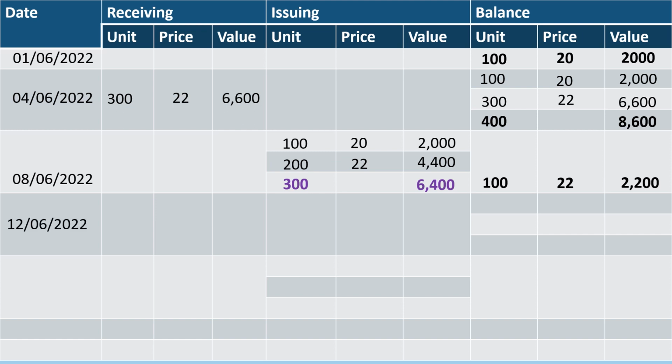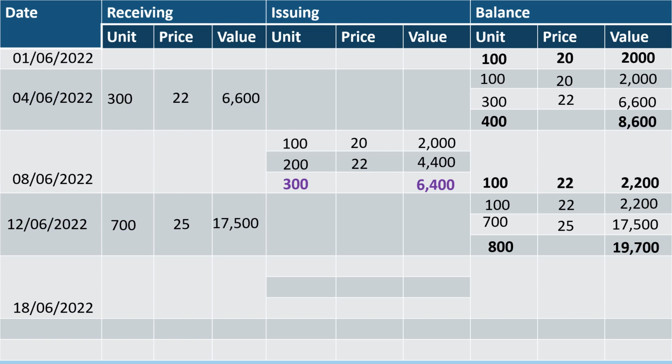The next one is we are going to purchase on 12th. On 12th we are going to purchase 700 at 25 rupees. The value is 17,500. So we have to add that to the remaining balance of 100 units. So we are getting 800 units and the value is 2200 plus 17,500, that is 19,700. Then on 18th June, we are going to issue 200 units.